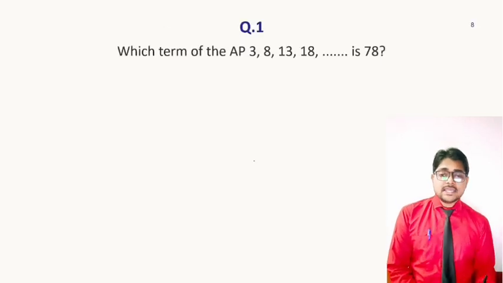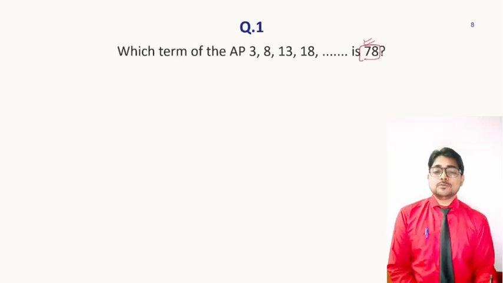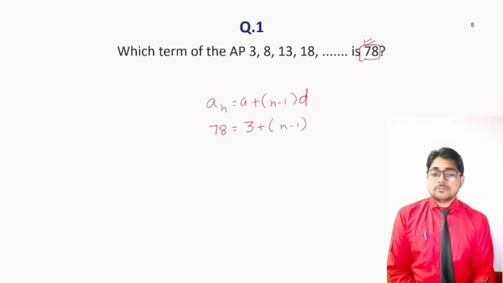We have one question: which term of the AP 3, 8, 13, 18 up to 78? We have to find the nth position of the value 78. I told you this formula, A plus (n minus 1)D. What is your AN at present? That is 78. What is your A? That is 3, plus (n minus 1) times D. We have to find D.